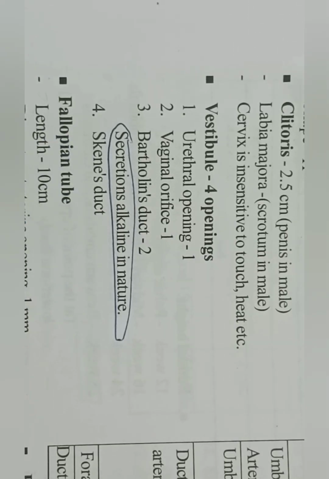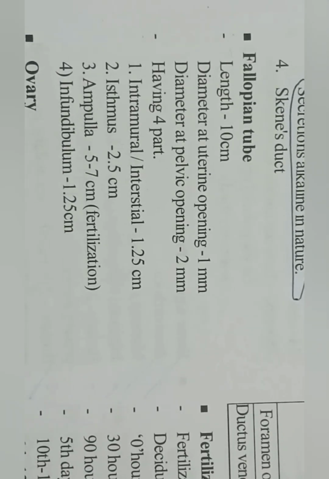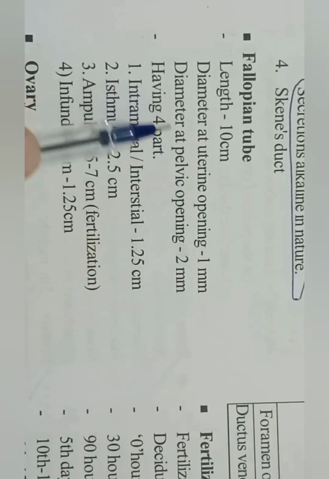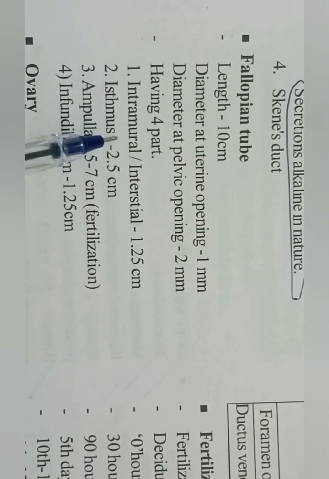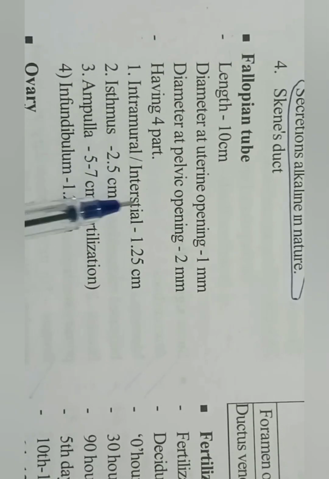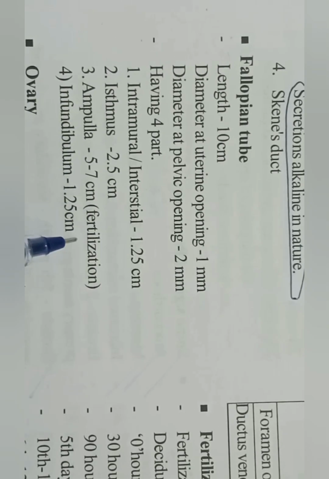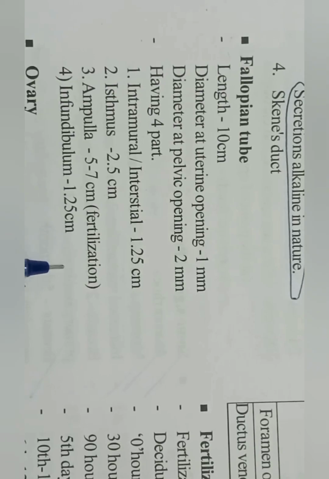Then comes the fallopian tube. Fallopian tube length is 10 cm, diameter at uterine opening is 1 mm, diameter at pelvic opening is 2 mm, having 4 parts: intramural or interstitial 1.25 cm, isthmus 2.5 cm, ampulla 5 to 7 cm. The ampulla is for fertilization. Next, infundibulum 1.25 cm.